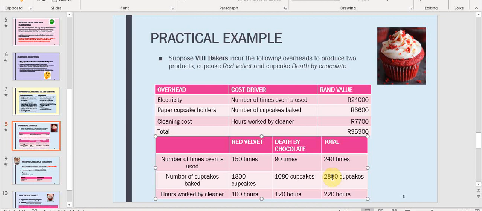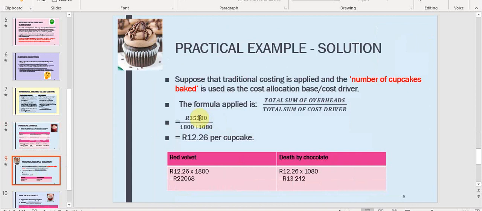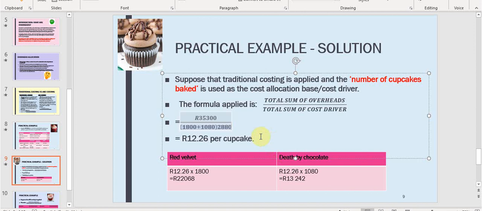So I need to tell you it is traditional costing, so I need to tell you the method and I need to tell you the cost driver in traditional costing. And the cost driver here was the number of cupcakes, so that was 2,880. So I took the 35,300 total overheads and I divided it by 2,880 because 1,800 plus 1,080 gives you 2,880. Once we do that calculation and we divide it, we get to 12 rand 26 per cupcake. So that is now the predetermined rate or the traditional costing overhead rate that we have calculated.